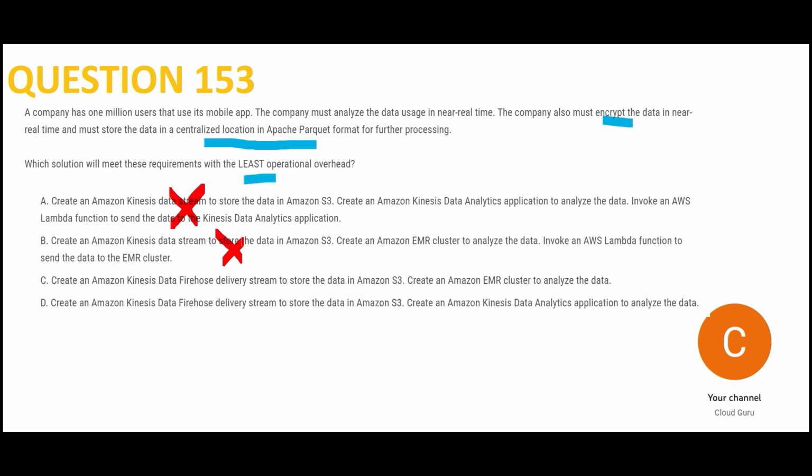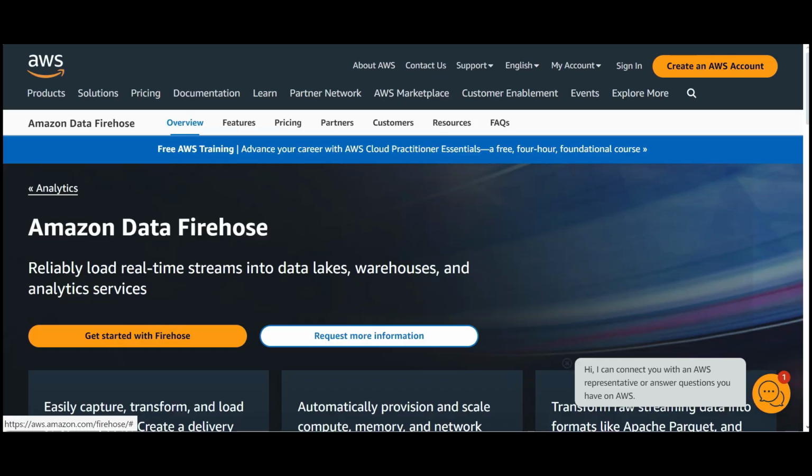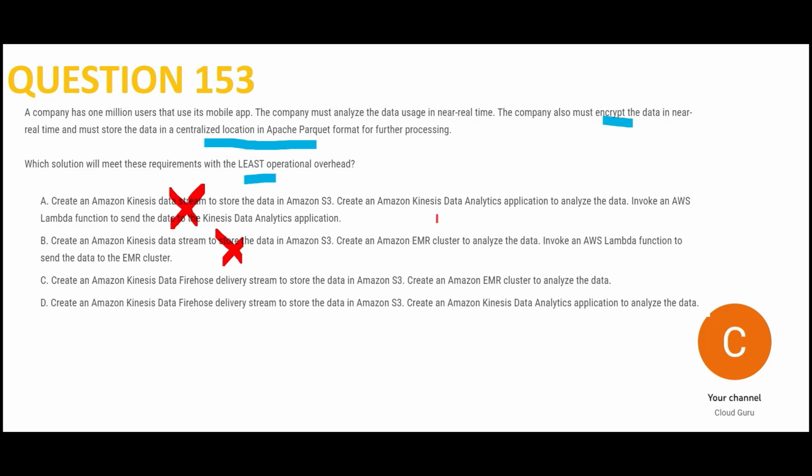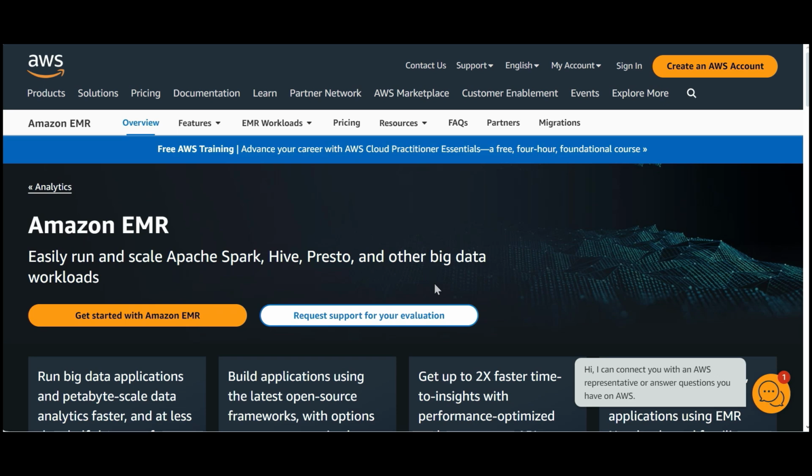Now C and D are making use of a Data Firehose delivery stream. This is to load real time or near real time streams into data lakes. This is what we ideally want here, because we want to take that data and perform analysis on top of it. So C and D are telling us they will use a Kinesis Firehose stream and put the data in S3, which is good. Both are equal here. But C then uses an EMR cluster. If you have to process big data, a lot of data, millions, billions of records, then we use EMR.